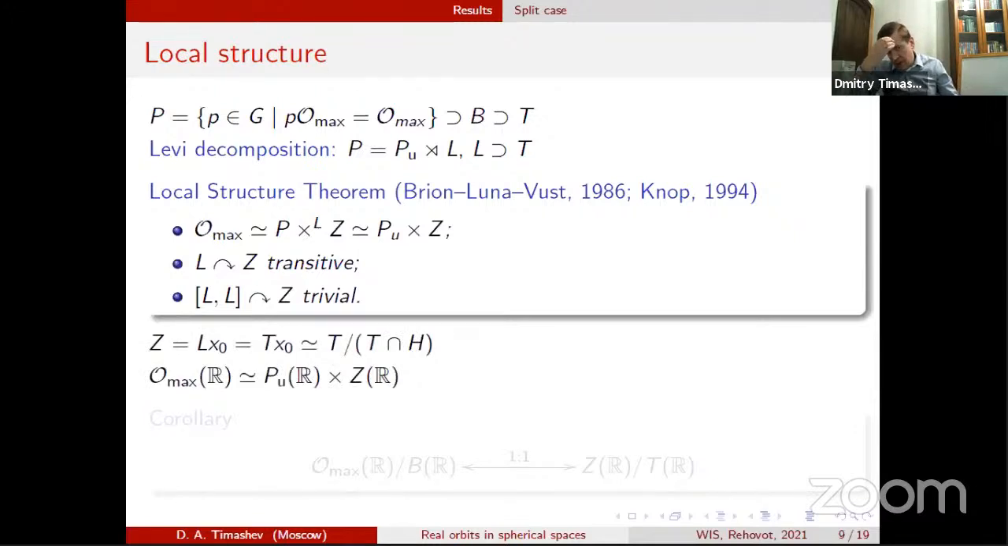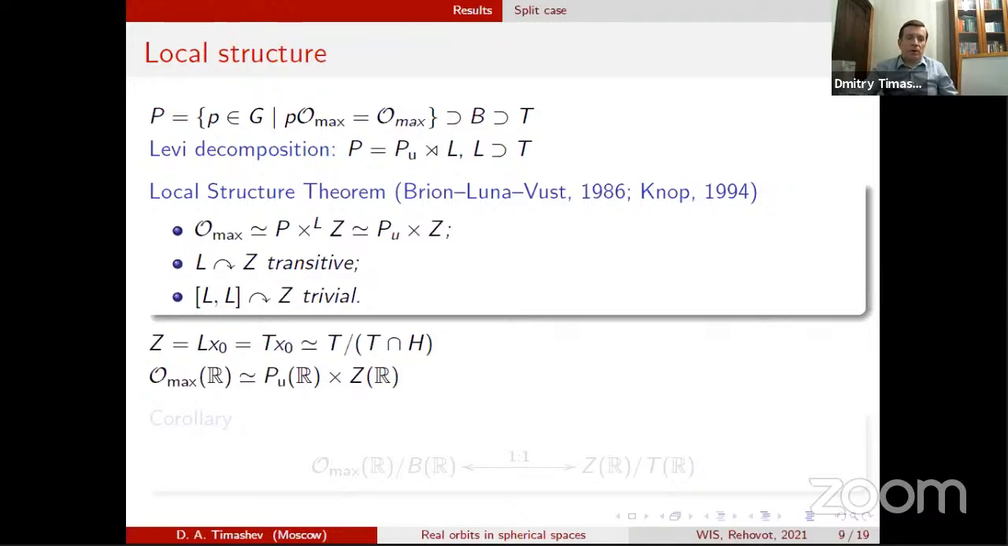So the slice Z is the L orbit of the base point x naught, or equivalently the T orbit of this point, and it is a homogeneous space T over T intersect with H. H is the stabilizer of x naught. It is not absolutely clear from the proof of Brion-Luna-Vust, but if you look at Knop's proof, then you can easily see that this slice can be chosen to be defined over real numbers. So again, everything in this theorem can be chosen to be defined over reals.